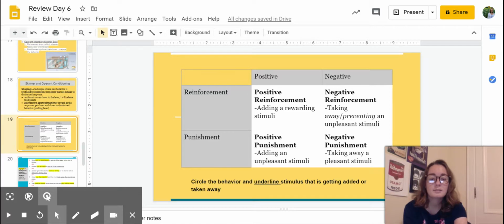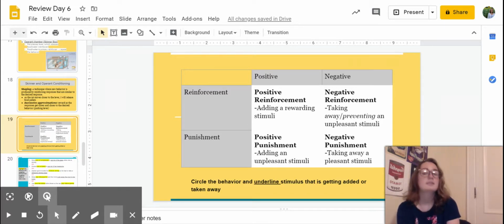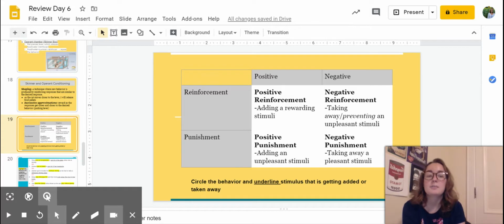Negative punishment would be taking away something that's pleasant. So an easy one is taking away your phone. So you mouth off to your parents. Now they don't want you to do that behavior again. So they're going to add the negative punishment and take away something that was originally enjoyable and pleasant to you, which is your phone.